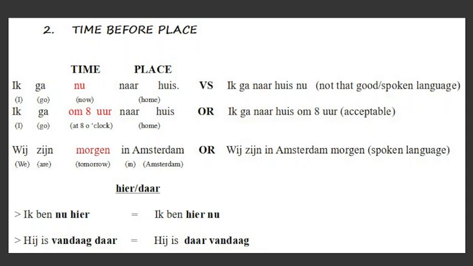So feel free to say either ik ga om 8 uur naar huis or ik ga naar huis om 8 uur. The next example looks like the first example, where the first word order rule is better or more standard. Please note that if you use the words hier or daar, the Dutch words for here and there, it is similarly good to say either ik ben nu hier and ik ben hier nu. And hij is vandaag daar next to hij is daar vandaag. So there is a lot of flexibility with time here.